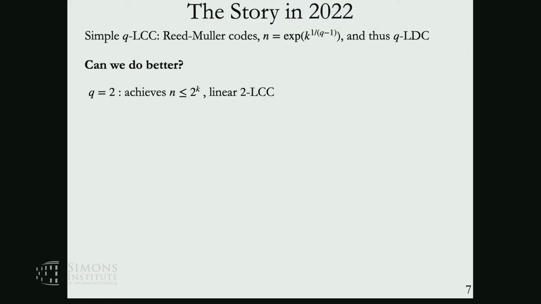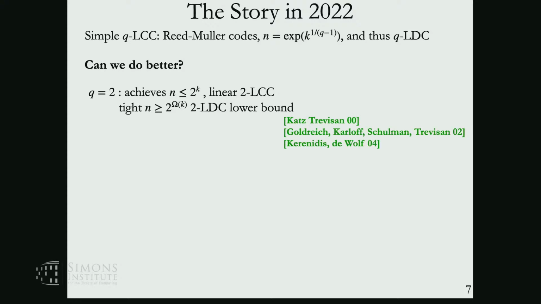And yeah, so for q equals 2, we know that the Reed-Muller codes, which gives you the Hadamard code in this case, has a block length that's 2 to the k. It's a 2-query locally correctable code. And in fact, this is tight. So even though this is a pretty bad code, you can't do any better because there are some works in the early 2000s on proving 2-query lower bounds for locally decodable codes. And so even for the weaker notion of local decodability, we also have this exponential lower bound.